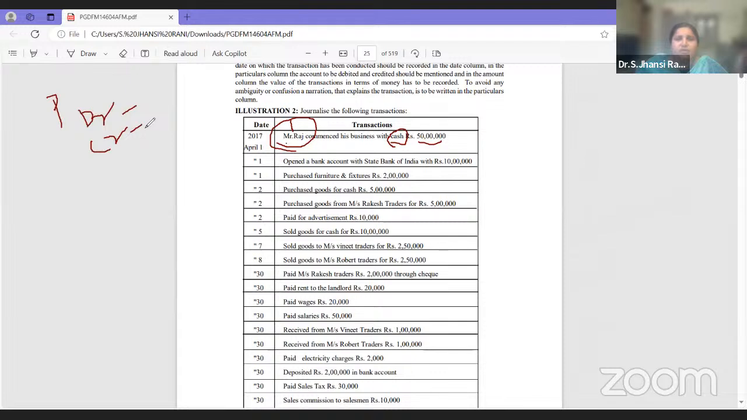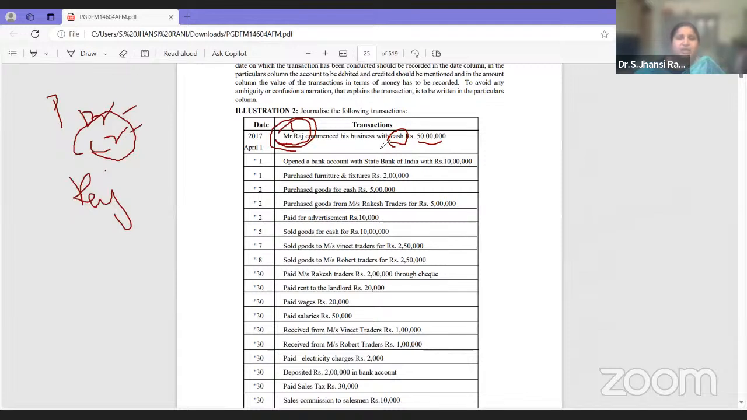So here Raj is a giver or a receiver? He's giving cash to the business, so we will credit Raj. And we cannot write his name, because it is his own business. Whenever he's starting business with some cash, we call it capital, and we credit Raj capital. He's the giver, so we will credit him. Now what is he bringing? Cash. Cash is a real account, and the real account rule is debit what comes in.